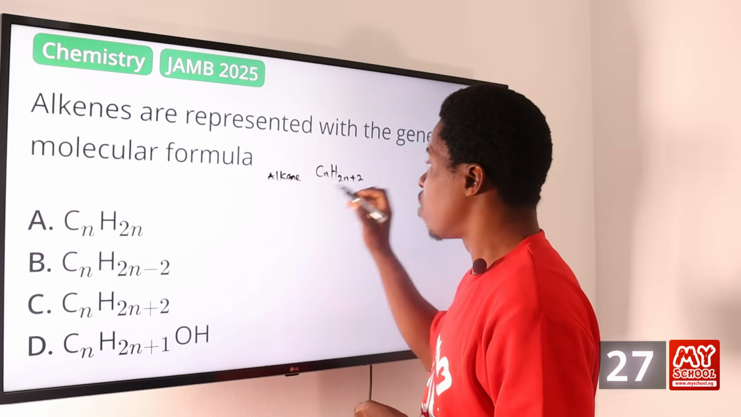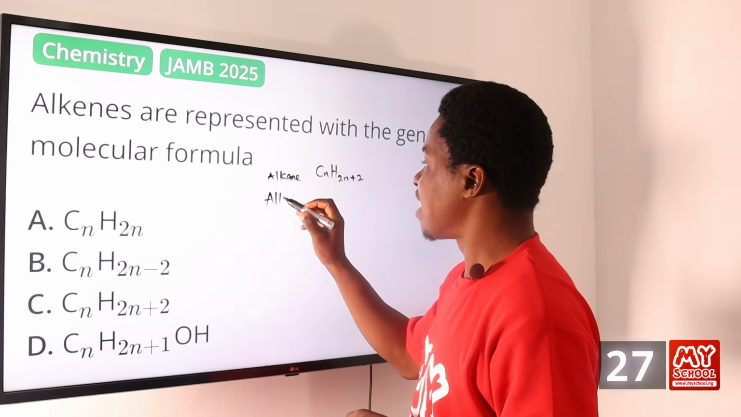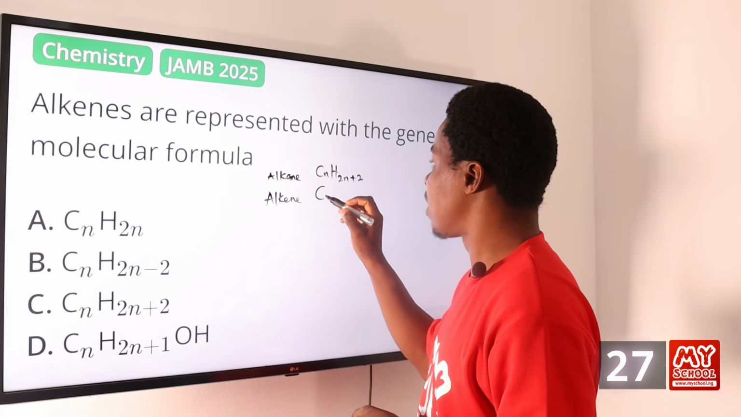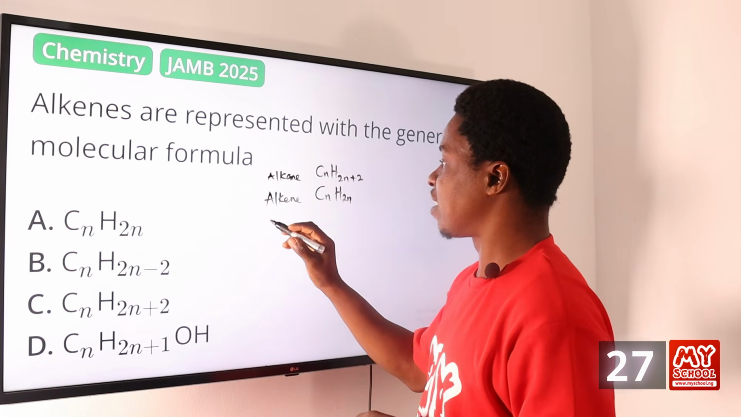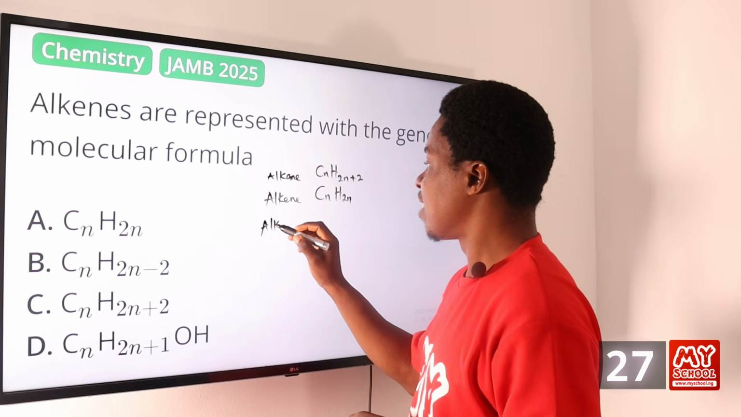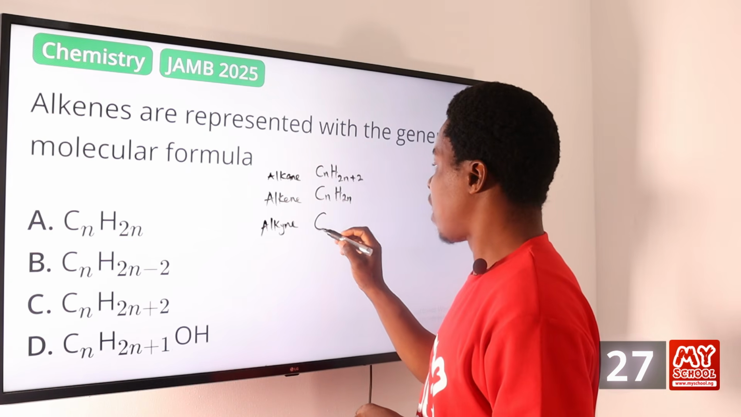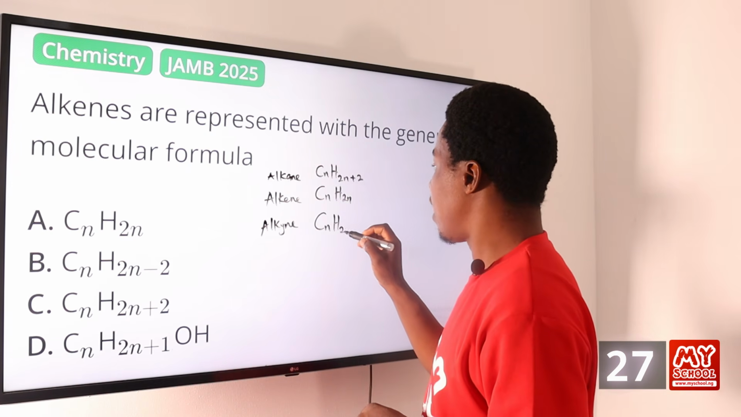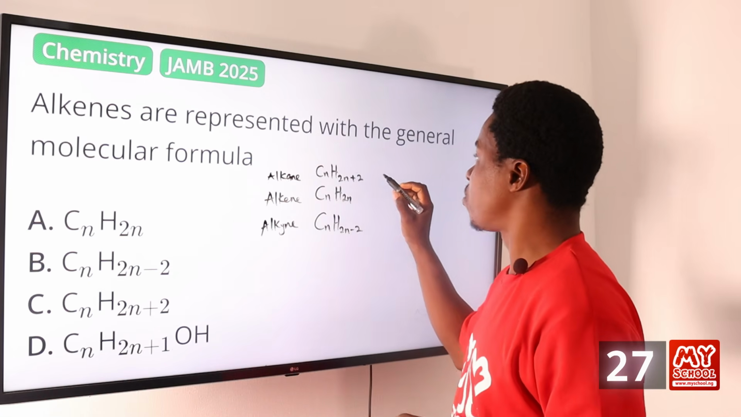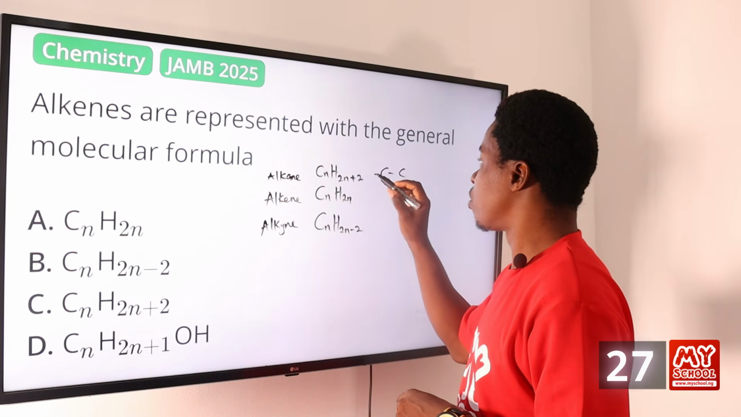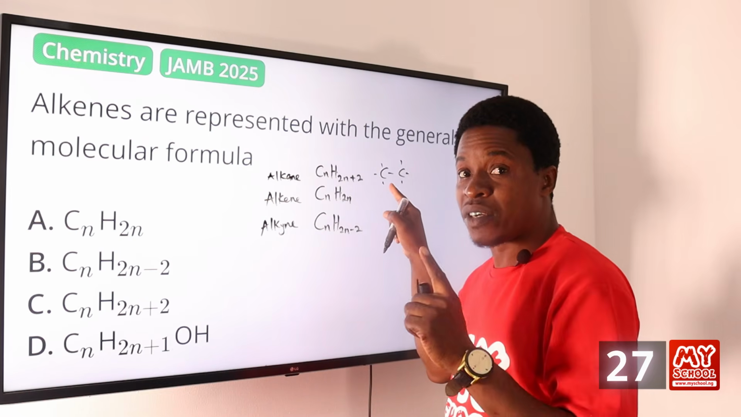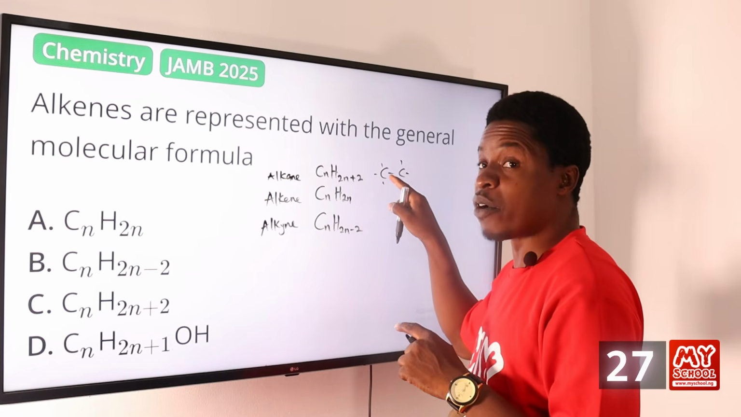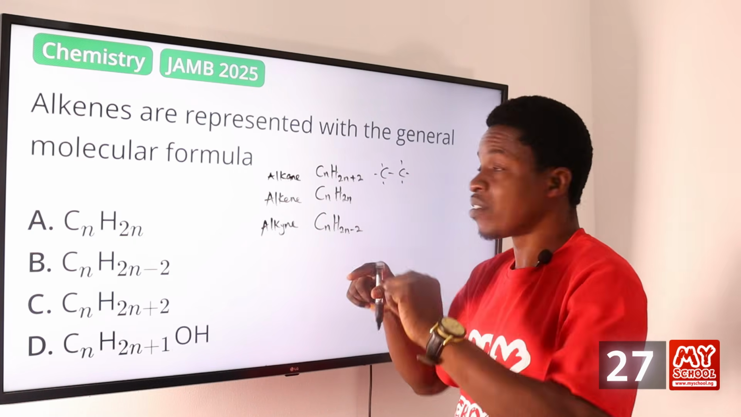CnH2n plus 2. Then we have the alkene, okay. The alkenes have the general formula CnH2n. There's no plus 2 with the alkenes. And then the alkyne has the formula CnH2n minus 2. The alkanes usually have carbon-carbon single bonds, okay. That's why we refer to them as saturated hydrocarbon. Saturated because there's no double bond, there's no triple bond. That's why we call them saturated hydrocarbon.